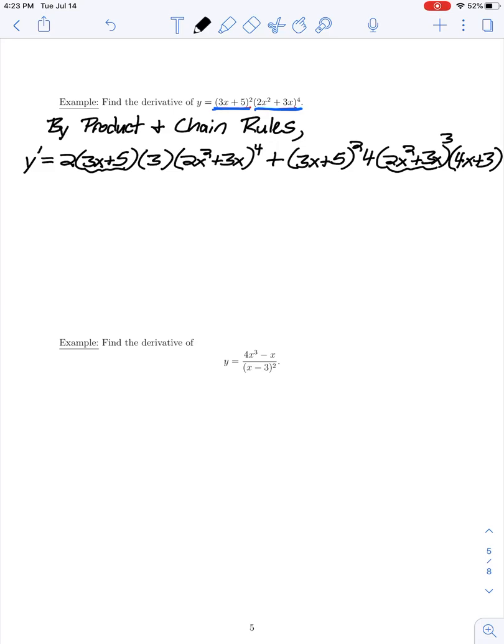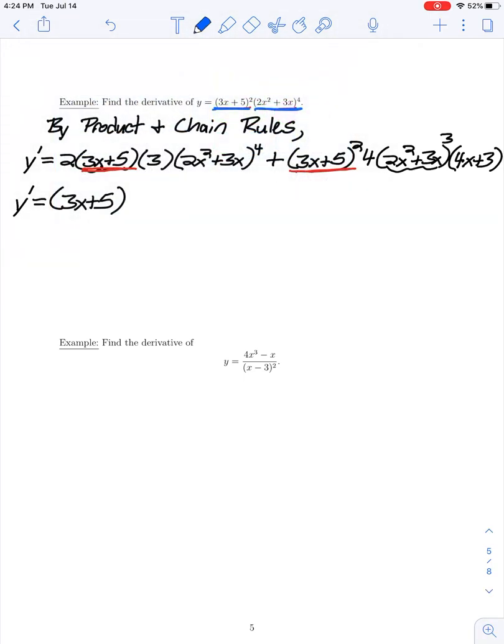So we have the following expression for y prime, our derivative. And if we want to simplify this a little bit, because this is in a pretty messy form, we could see if there's any common factors within this expression from y prime that we could factor out. So here I notice that each term in the sum for y prime involves a 3x plus 5 at least to the first power. So I could factor out a 3x plus 5 from both terms.